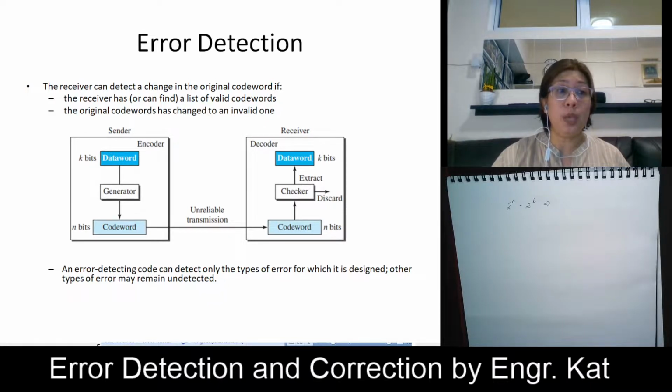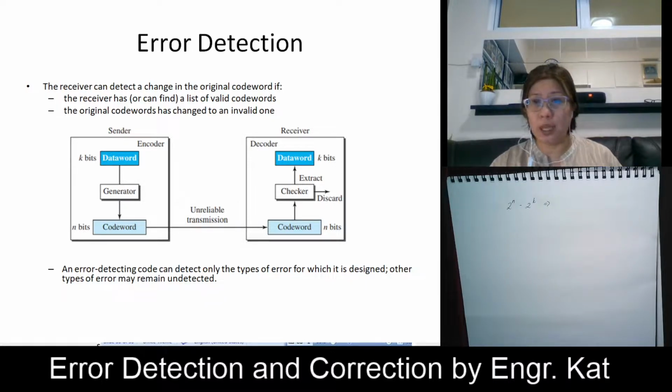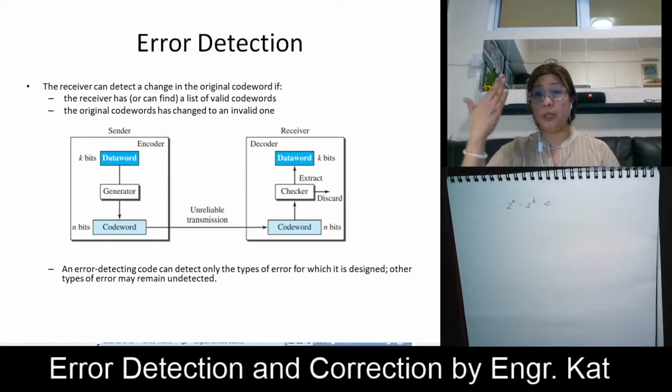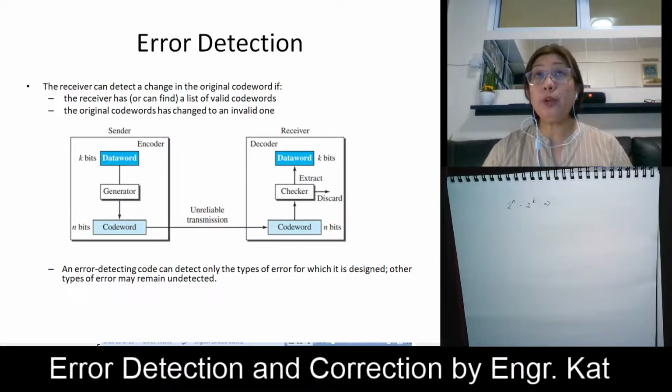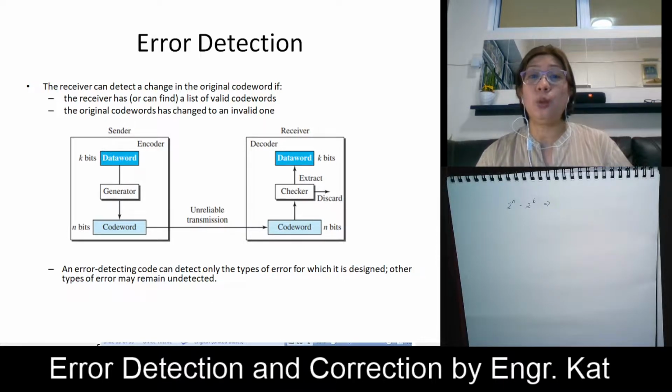Here we have a figure, a block diagram. How can errors be detected using block coding? We have to remember that a receiver can detect a change in the original code word if we satisfy these two conditions. Number one, the receiver has or can find a list of valid code words, the different messages that were being transmitted. And number two, the original code word has changed to an invalid one.